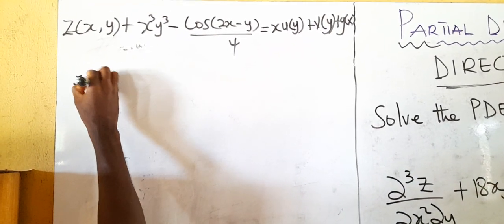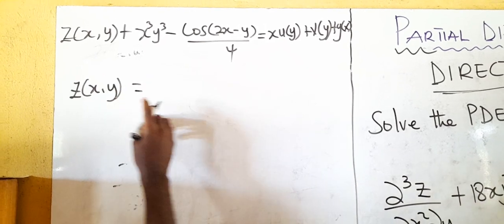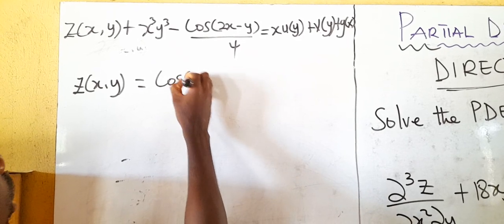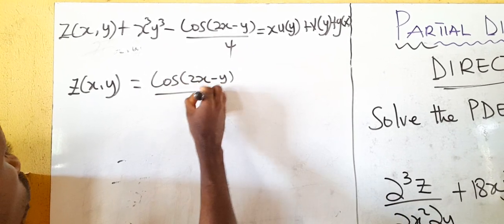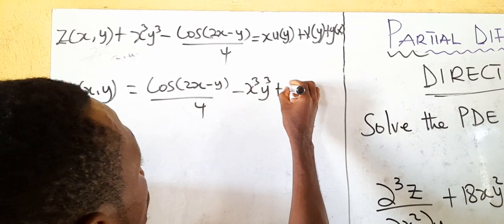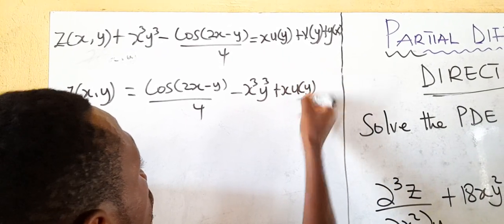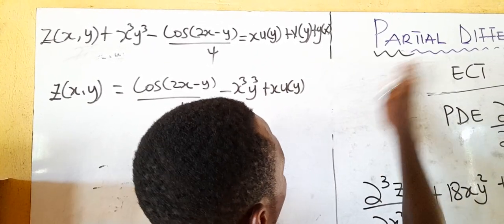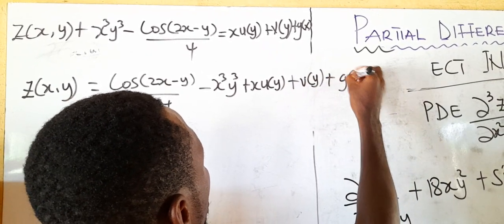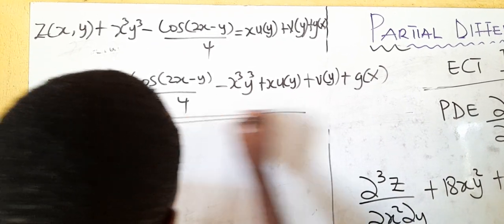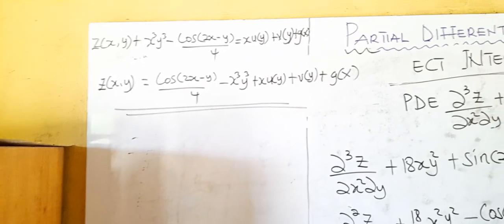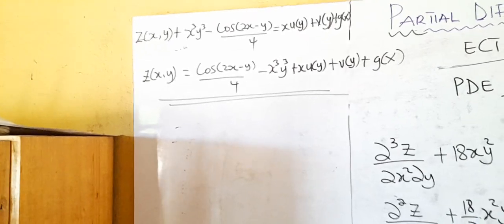So we can transpose this so that we get a function. Our function z, depending on x and y, will be equal to, so I'm going to send this there to be positive. Remember that. So you have cos 2x minus y all over 4, then minus x cubed y cubed plus x times an arbitrary function of y. Let me clean this side so that we won't go to another page. Plus an arbitrary function of y plus another arbitrary function of x. This becomes our function. I hope you get that. Just play over the video and I know you will understand this.